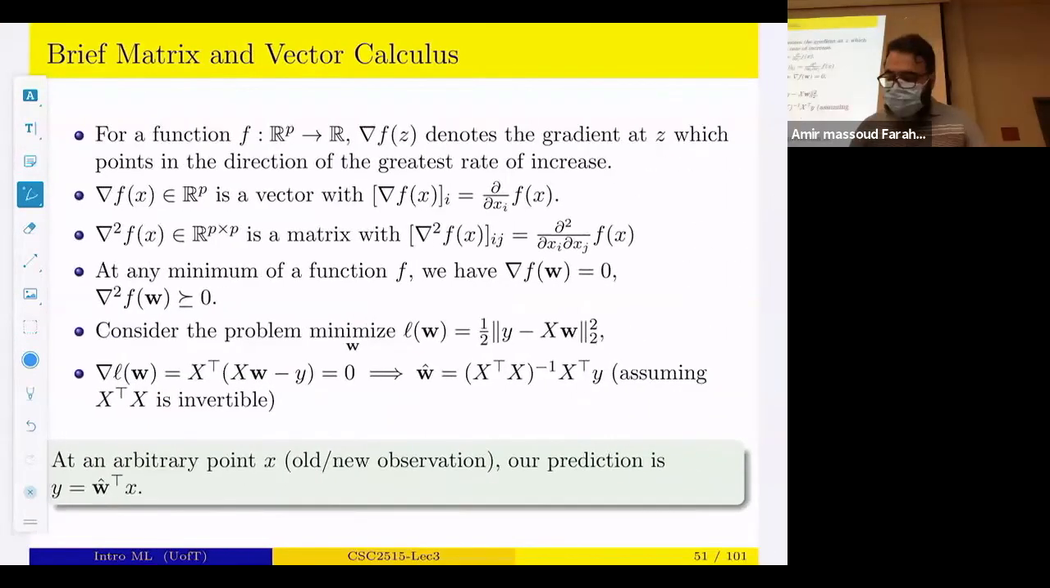Okay, so this is a slide summarizing some basic notations. We can skip it.